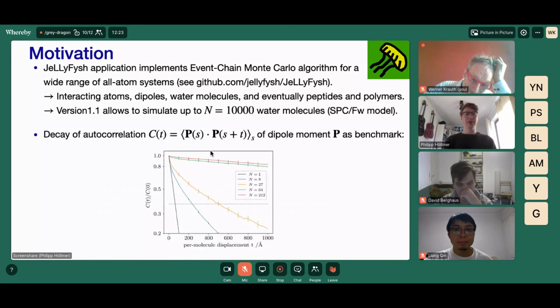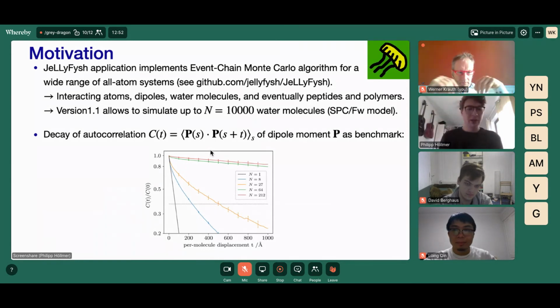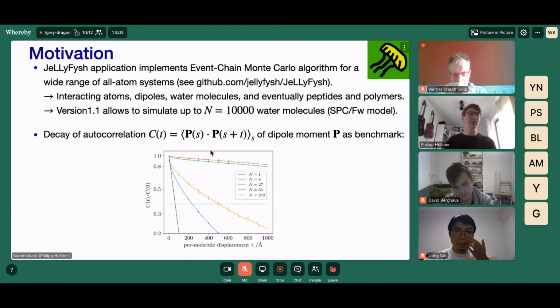So what we did is try to run some benchmarks. As a benchmark, we used the decay of the autocorrelation of the dipole moment P of a water system, because this dipole moment is usually the slowest mode. For your information, the dipole moment is coupled to the rotations of the water molecules. This plot shows the autocorrelation. On the y-axis, we plotted the normalized autocorrelation, and on the x-axis, the per-molecule displacement in the Markov-chain algorithm. All of the curves in this plot use different numbers of water molecules, but we put them all in a box of the same size.